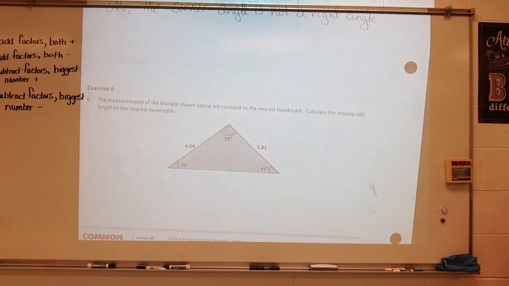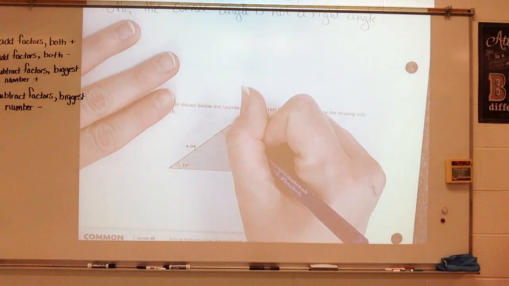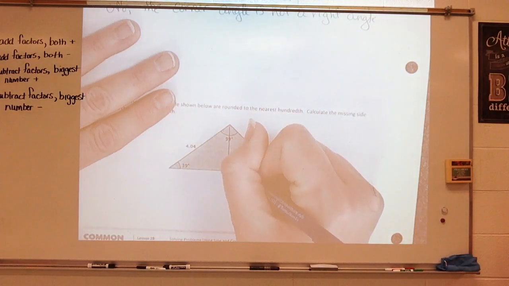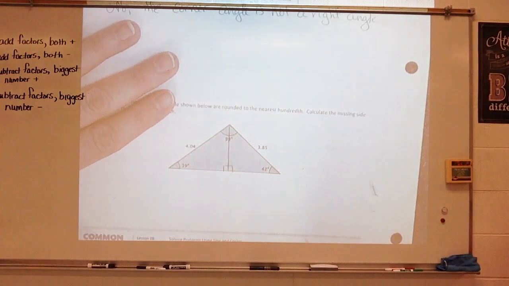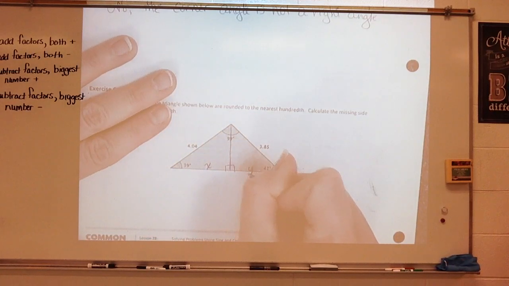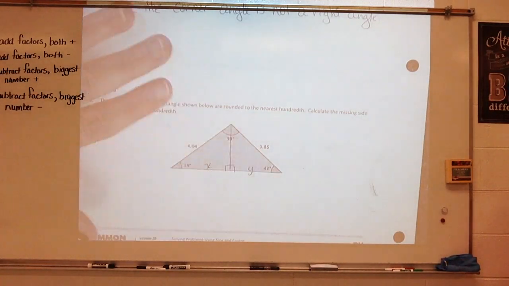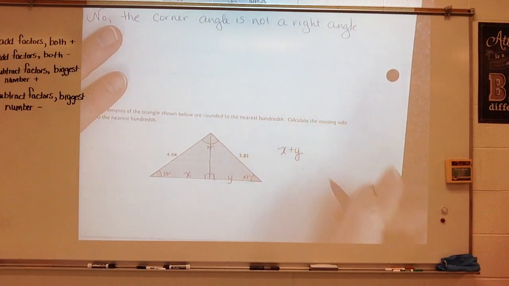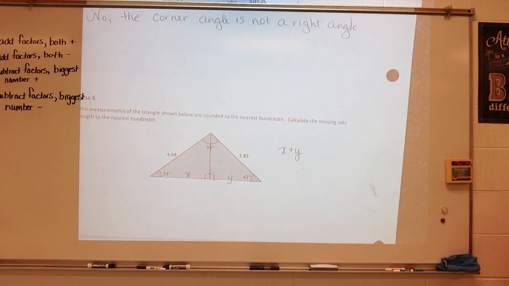Alright, so I'm going to drop an altitude from this angle here. I don't have right angles, so I'm going to drop an altitude. Now let's think about this. We'll label these X and Y, so the missing length would be X plus Y. So I need to find X.